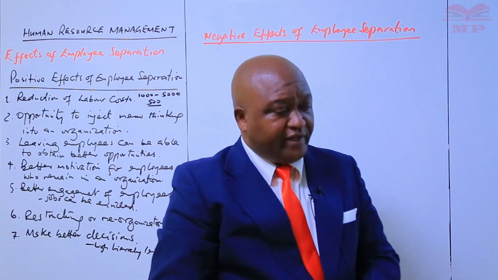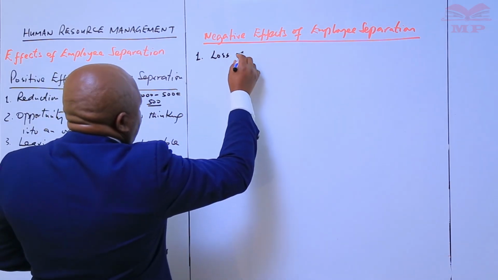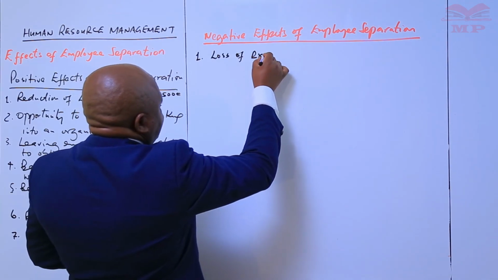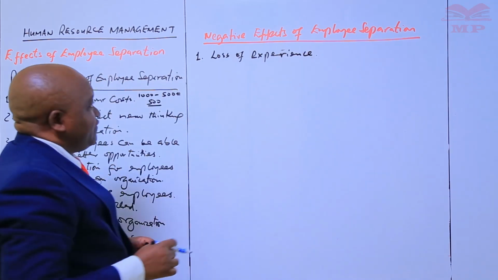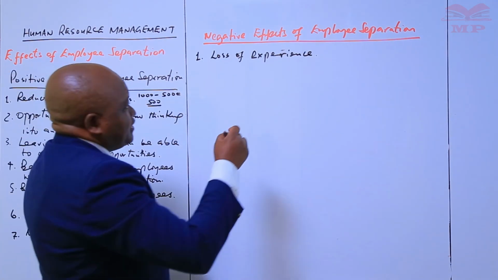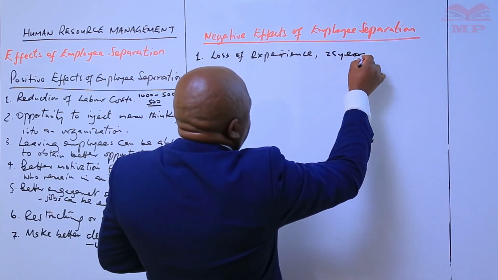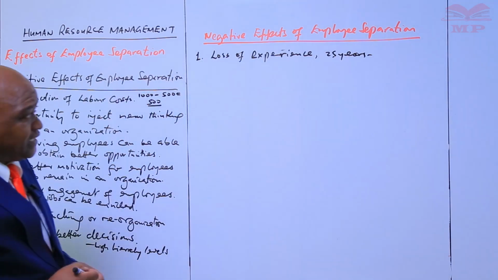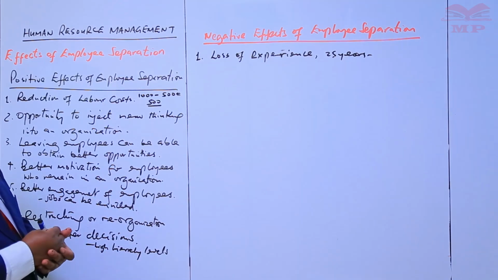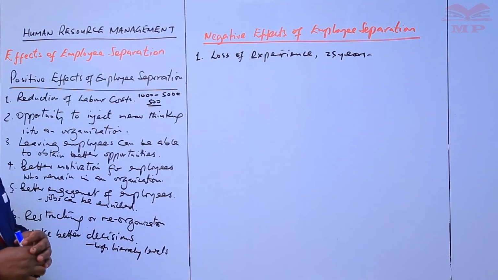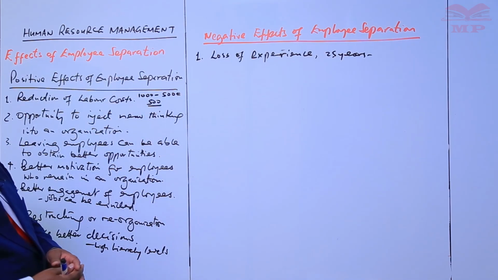One of the negative effects is loss of experience. If an employee has, for example, worked in an organization for say 25 years, this worker has 25 years experience. Now, when this employee goes, the employee goes with that experience. So that loss of experience from an employee who has had a seasoned career can be very, very dear to an organization.